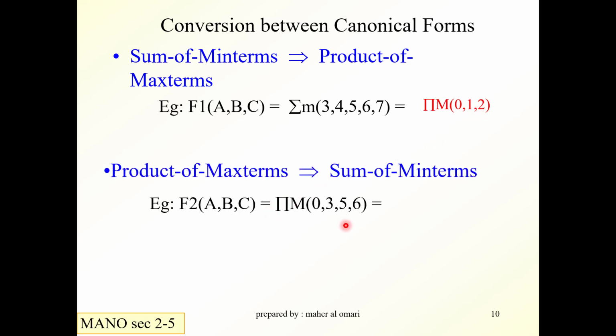Now, given this function as max terms 0, 3, 5, and 6, convert it to minterms. Minterms are the complements of the max terms. So this is equal to the sum of the complements. What is the complement here? It's the missing terms, which is 1, 2, 4, and 7.